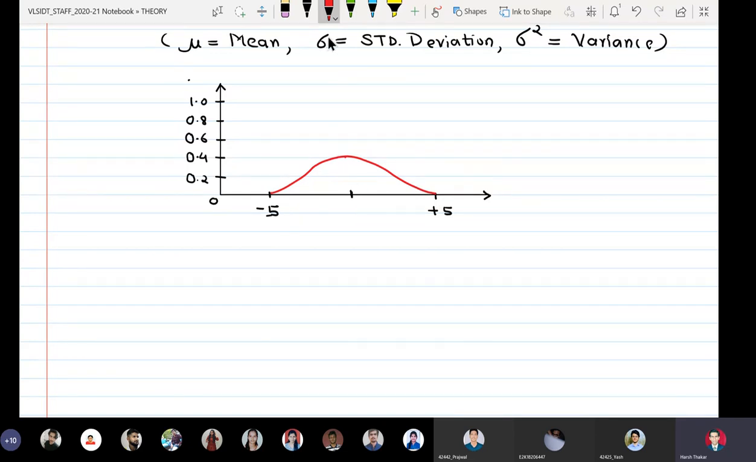Okay, so this is 0. Okay, so this is called as standard normal distribution.